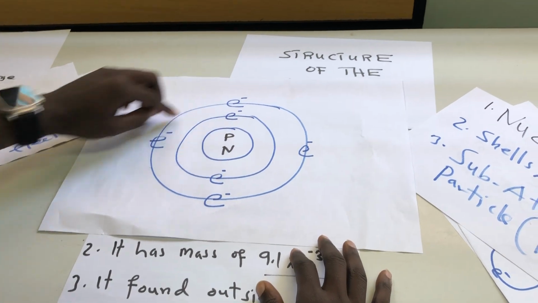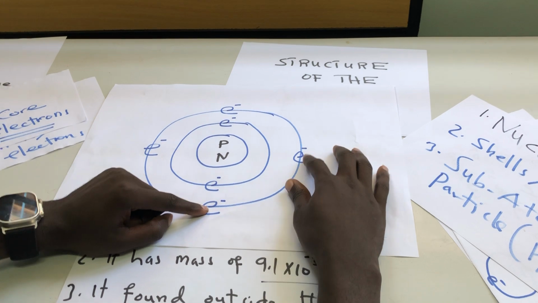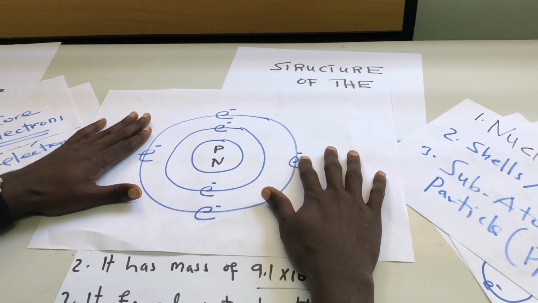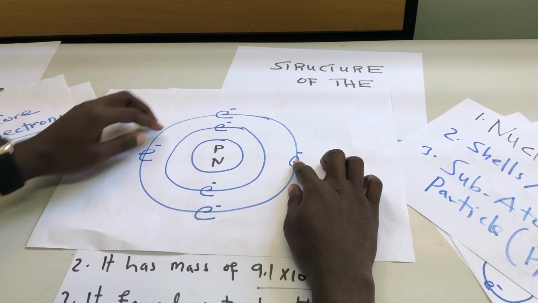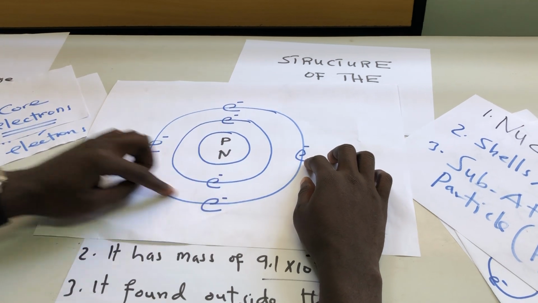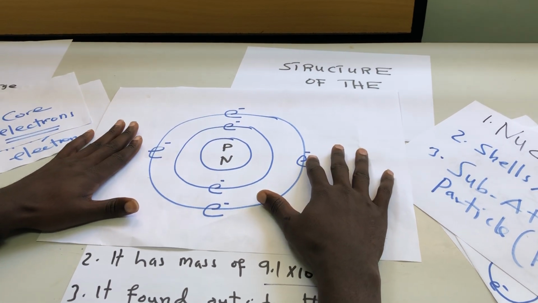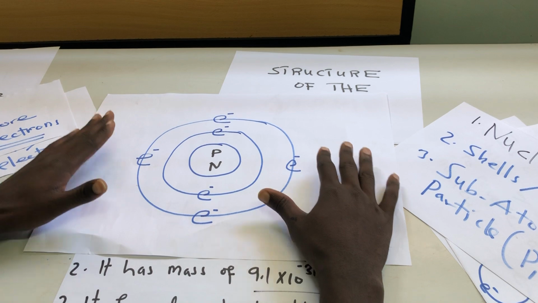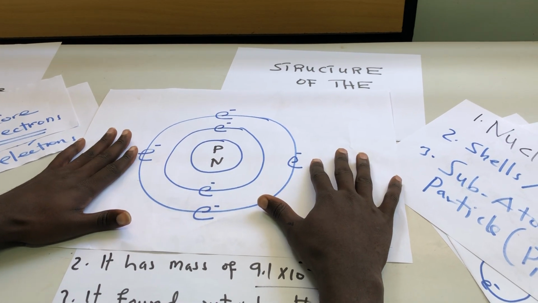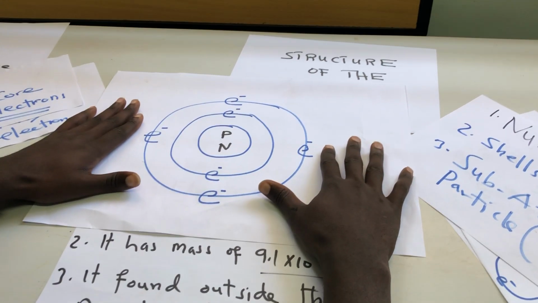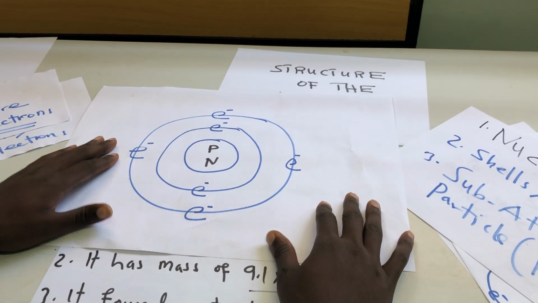Also we have type 2 of electrons. Ni hizi electrons ambazo zinapatikana kwenye outermost shell. Hizi electrons ambazo zinapatikana kwenye outermost shell zenyewe huwa tunaziita valence electrons. So valence electrons are those electrons which are found in the outermost shell of an atom.